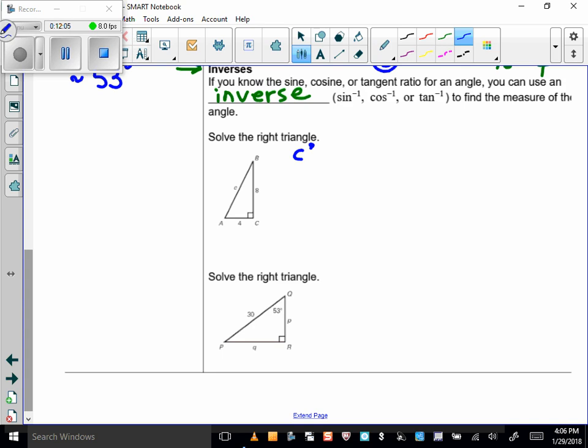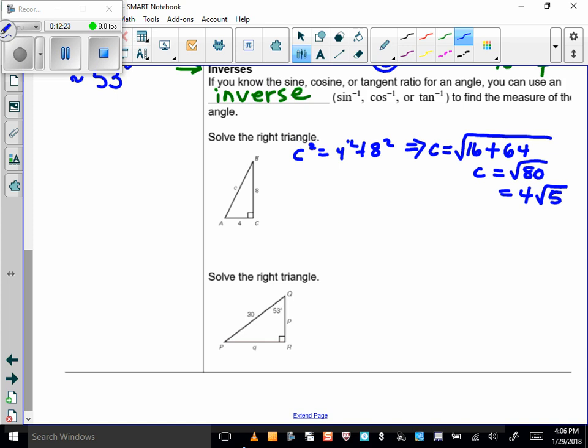So we know that C squared equals 4 squared plus 8 squared. Therefore, C is going to be the square root of 16 plus 64. So C is going to be the square root of 80, which is going to be 4 times the square root of 5. So there's what C is, 4 times the square root of 5. Now that we have all of our side lengths, we can use all those with some trig ratios to find the angle measures. So why don't we just start with angle A?